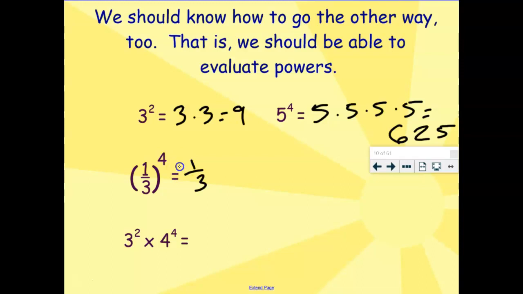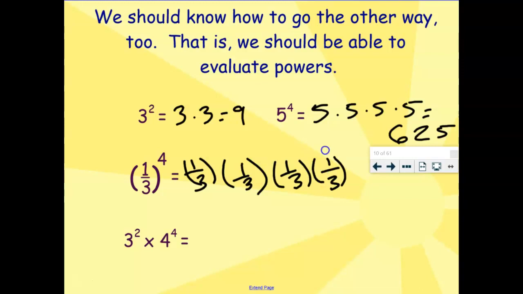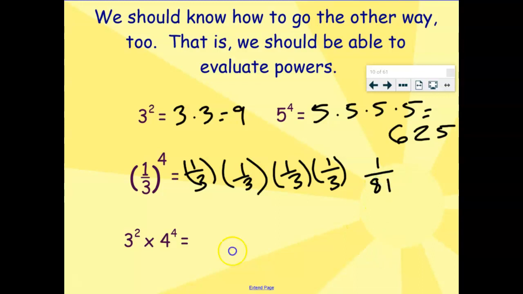So 1/3 to the 4th power would be a third times a third times a third times a third. We multiply all the top numbers together and we get 1. And then we have 3 times 3 times 3 times 3, which is 81. So that comes out to be 1/81.